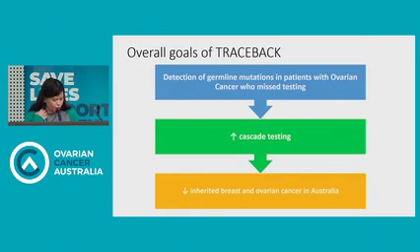So the whole purpose of Traceback is to try and pick up these individuals who have missed testing because they've passed away, or because the guidelines that allow for genetic testing have become more generous only recently. So there are definitely living patients who at the time would have been told no genetic testing for you, but would have been eligible if they were diagnosed today. So the idea of Traceback is to try and identify these women who missed out on testing, and women who have passed away who could have had testing.